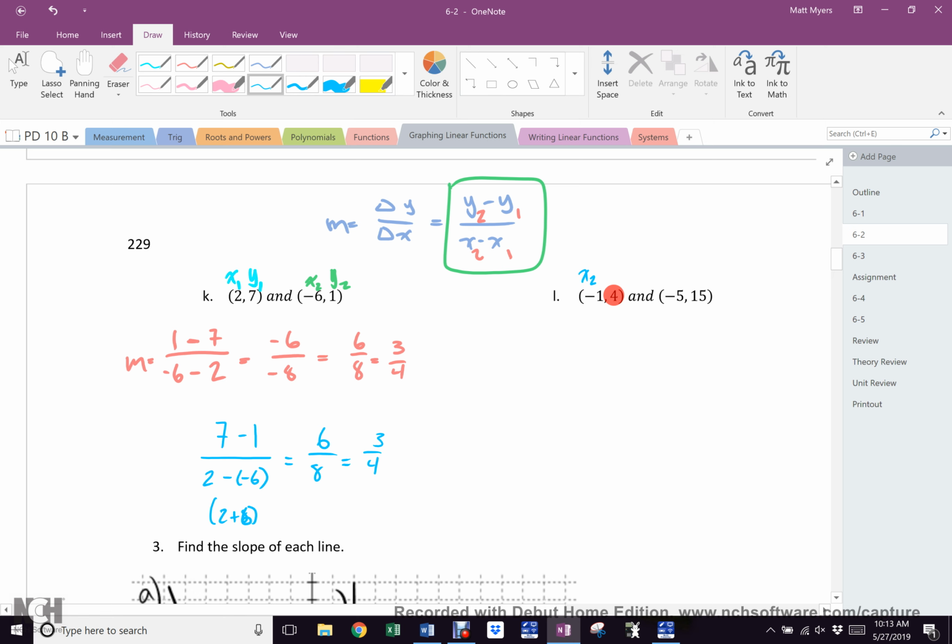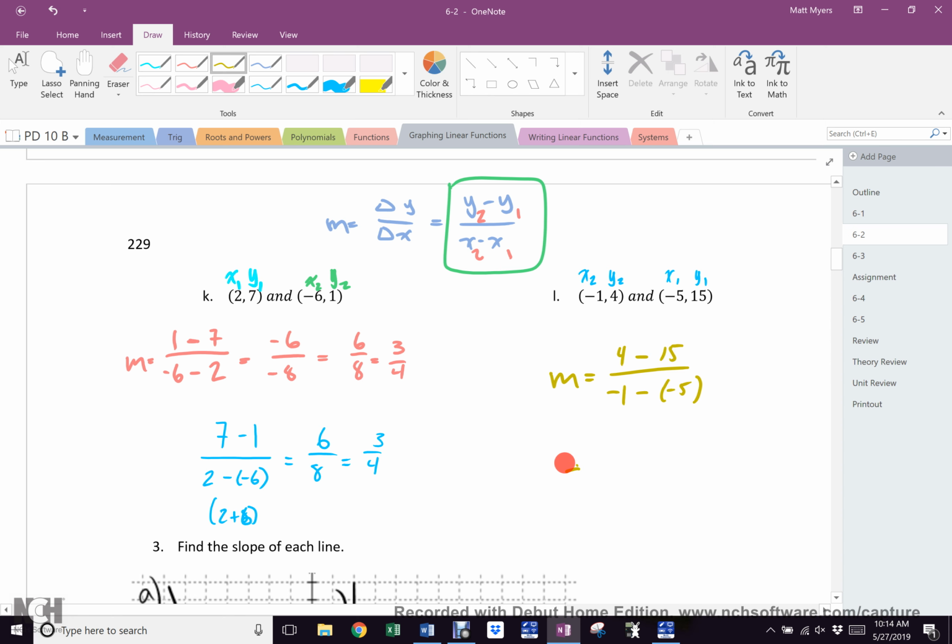So, if this is x2, then what's this? y2. And this is x1, and this is y1. How would the formula be different? The formula isn't. The order is. What goes first? 4 minus 15 over negative 1 minus, no, negative 1 minus negative 5, which when we do the math anew becomes plus 5.